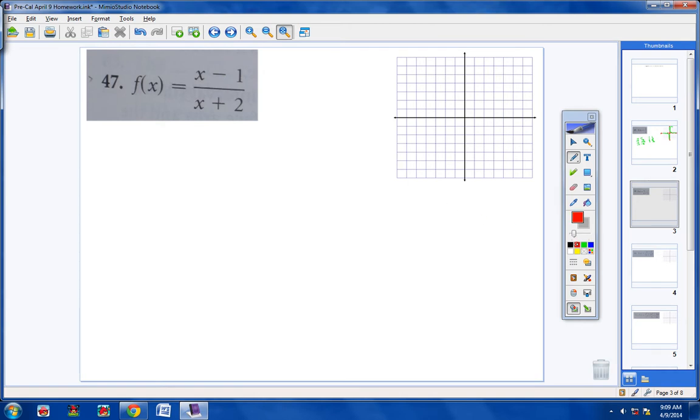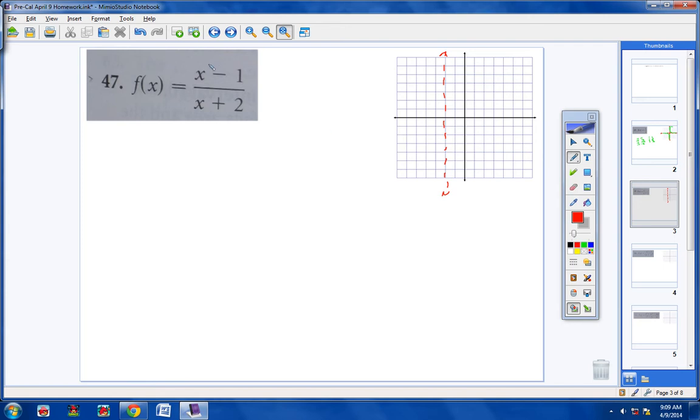Okay, step 1, find all of your asymptotes. So we take our denominator, x plus 2, set it equal to 0, and solve. And we have a vertical asymptote at -2.